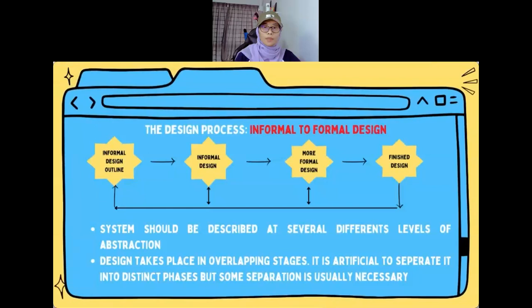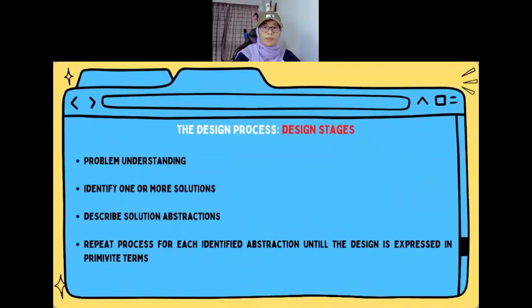The design process, informal to formal design. Systems should be described at several different levels of abstraction. Design takes place in overlapping stages. It is artificial to separate it into distinct phases, but some separation is usually necessary. Design stages: problem understanding, identify one or more solutions, describe solution abstractions. Repeat the process for each identified abstraction until the design is expressed in primitive terms.